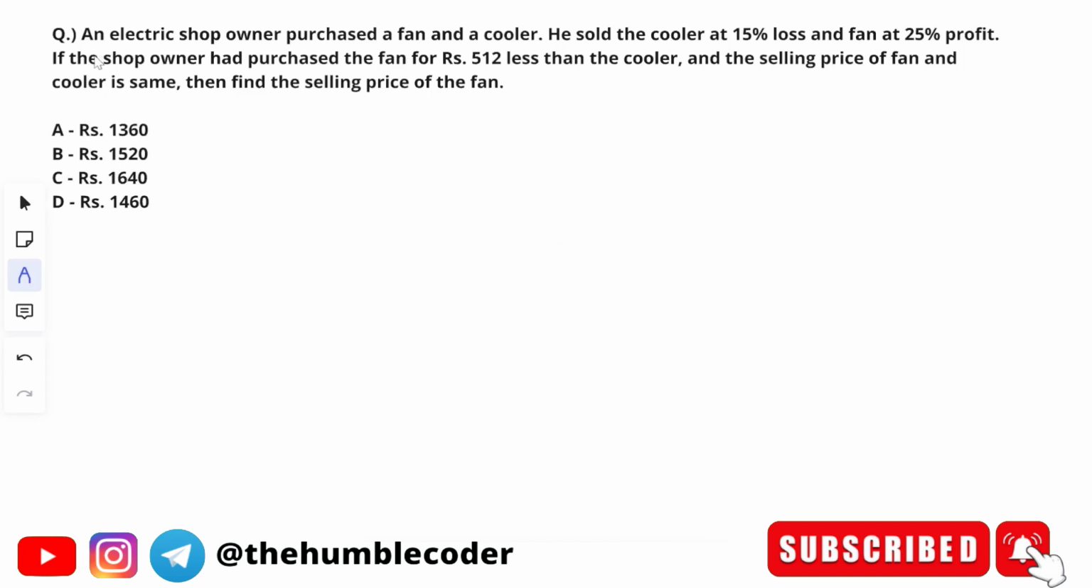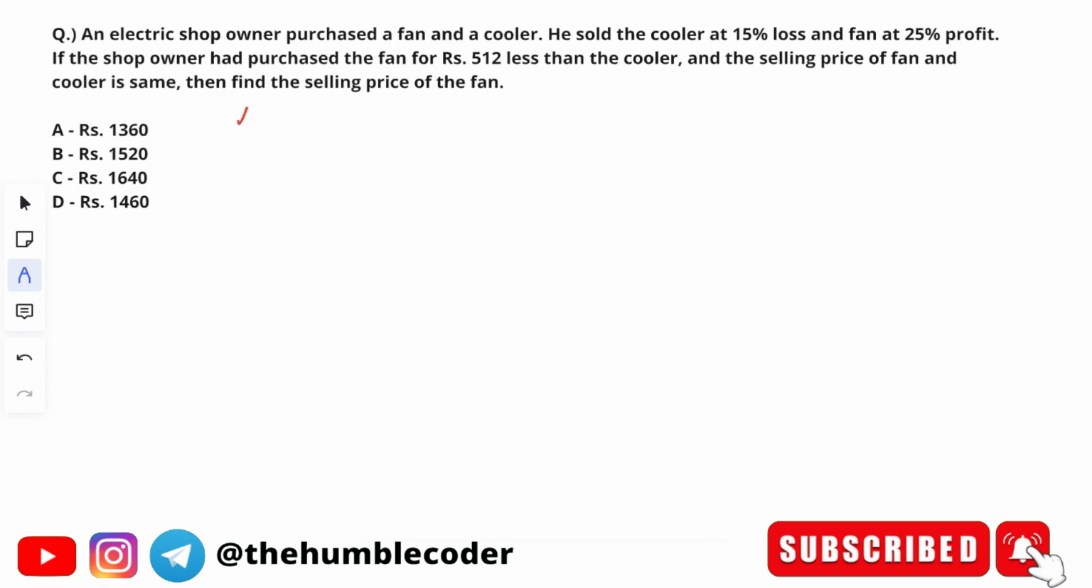Let's look at this question that we have. An electric shop owner purchased a fan and a cooler. He sold the cooler at 15% loss and the fan at 25% profit. If the shop owner had purchased the fan for rupees 512 less than the cooler and the selling price of the fan and the cooler is the same, then find the selling price of the fan. See, this is a simple question. Let's try to understand and let's try to solve it.